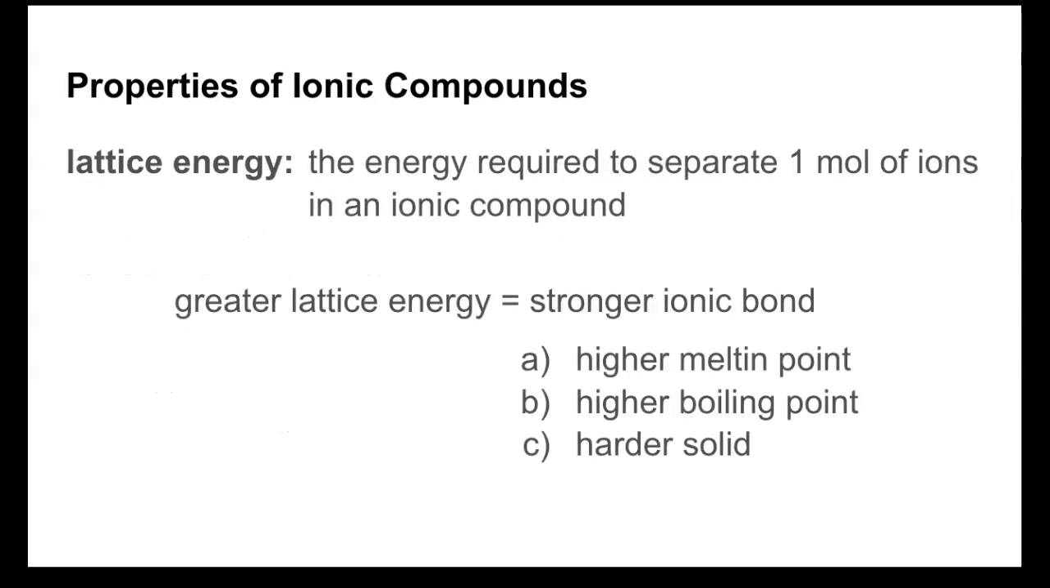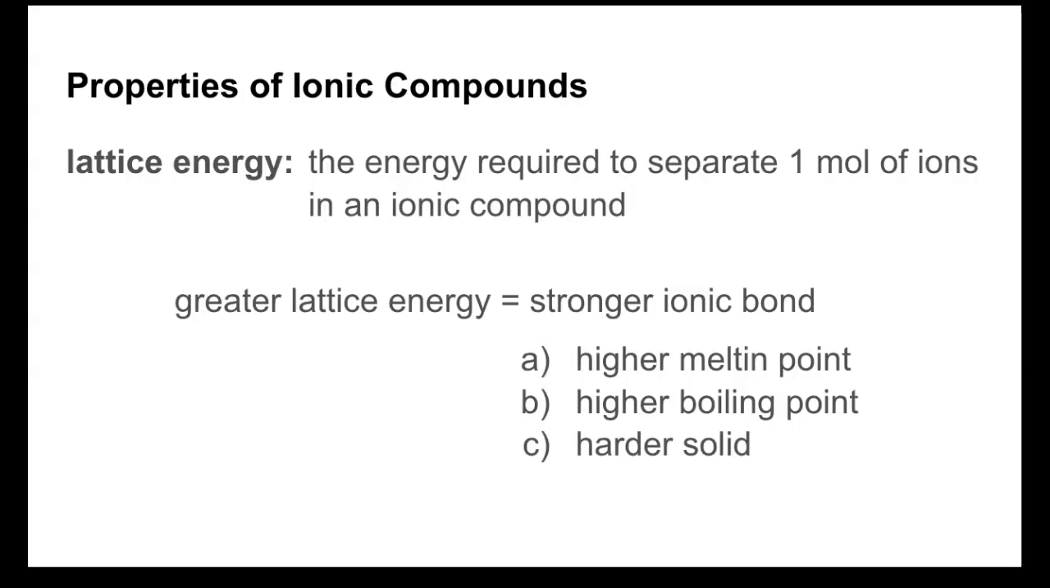So we have this thing called lattice energy. Remember, you can pause the video if you need to write down definitions, but I'm going to continue to talk. Lattice energy is the energy required to separate 1 mole of ions in an ionic compound. So what lattice energy actually is, it's the amount of energy you need to separate those little positive and negative charges. It's going to take energy to pull that attraction apart, and that's what lattice energy is. And the greater the lattice energy, that means the stronger the ionic bond. The stronger those things are held together.